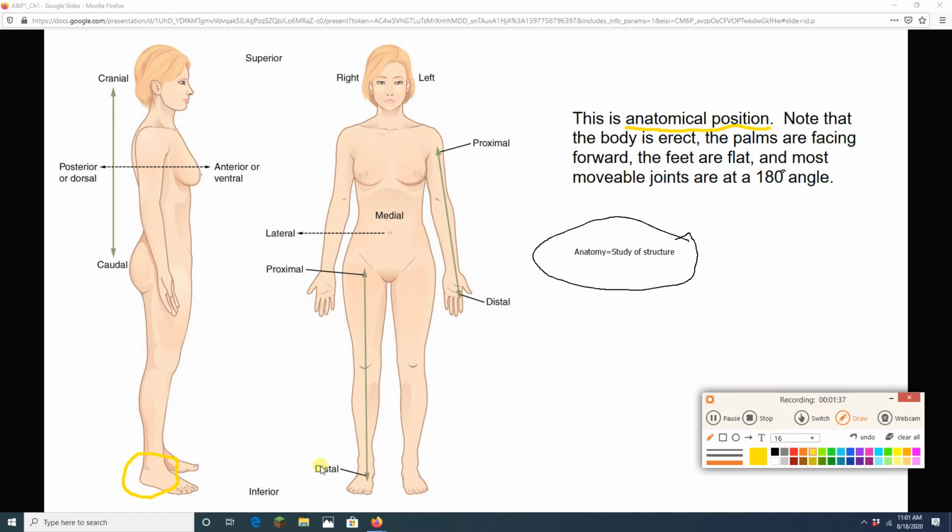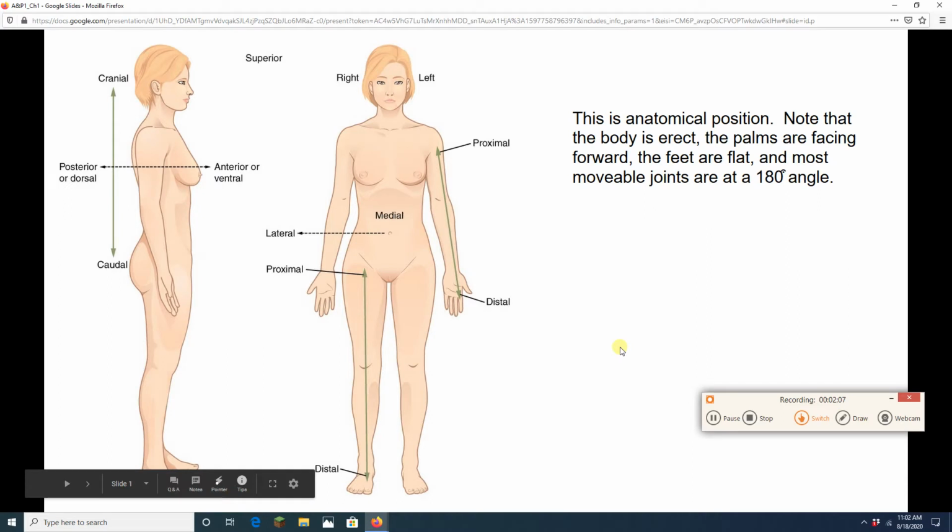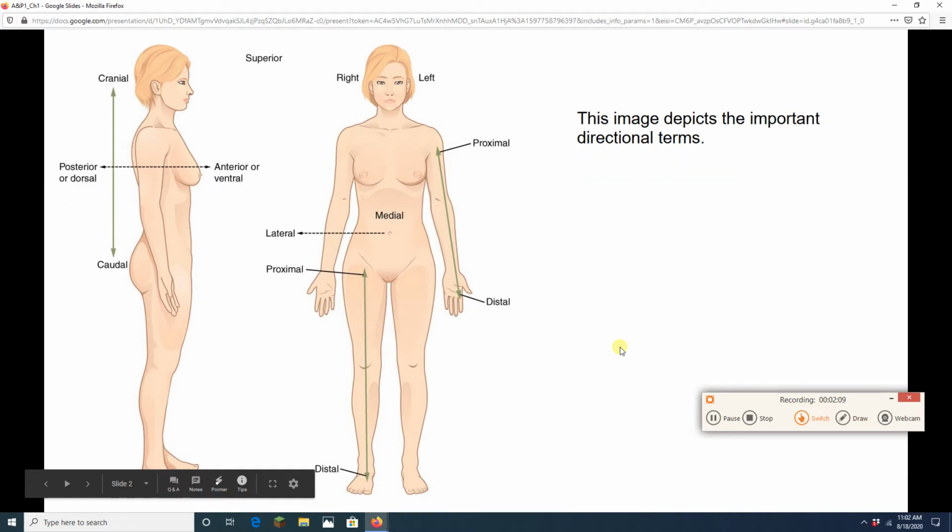Now, why do we have this position? It's a frame of reference, so that you and I don't have to explain ourselves. We just automatically are going to assume that when we're talking about the body, we're talking about the body in anatomical position. Okay, anatomical position, that is step 1.